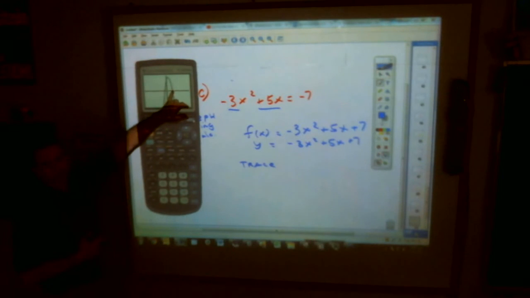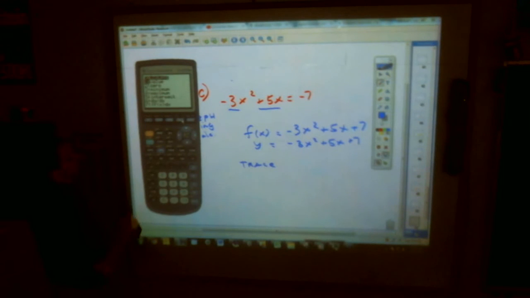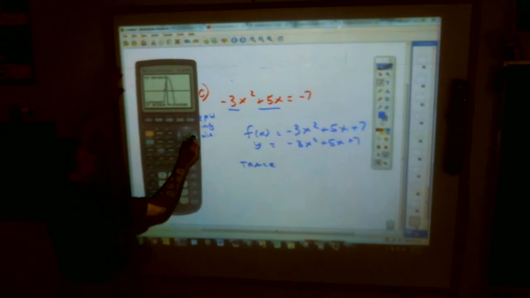I am looking for this point. So I need to tell the calculator to look. I give it a left side and a right side to look. So I hit second trace. I am looking for the zeros. I'll push 2. Okay, I am going to arrow over until I get somewhere close, like right here. This is going to be my left side.